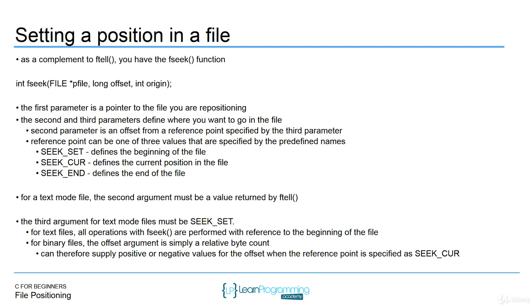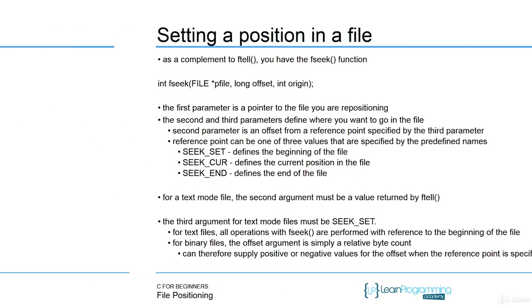For binary files, which we haven't really learned much about, the offset argument is simply a relative byte count. You can therefore supply positive or negative values for the offset when the reference point is specified as SEEK_CUR. So let's look at an example.